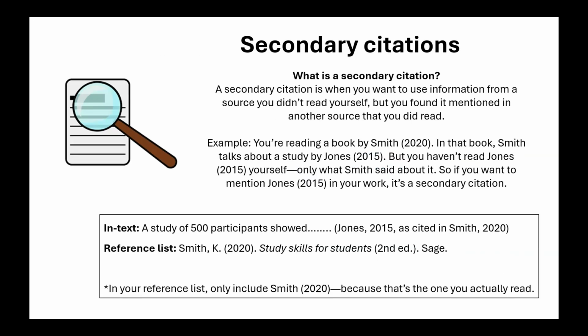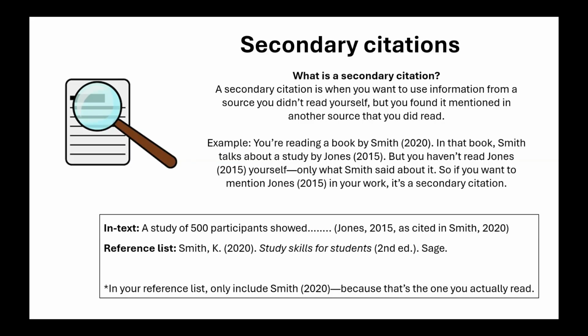Secondary citations. A secondary citation is when you want to use information from a source that you didn't read yourself, but you found it mentioned in another source that you did read. For example, you're reading a book by Smith from 2020. In that book, Smith talks about a study that was done by Jones in 2015. You haven't read Jones' 2015 study yourself, only what Smith said about it. So if you want to mention Jones' 2015 in your work, it's called a secondary citation.